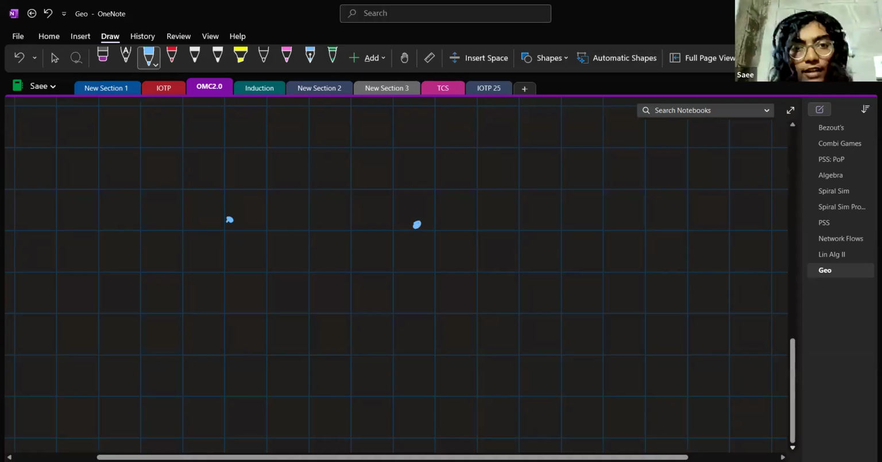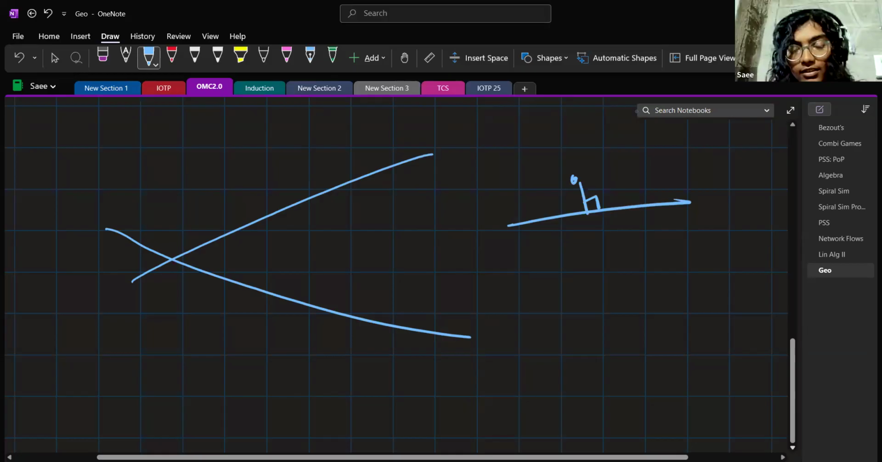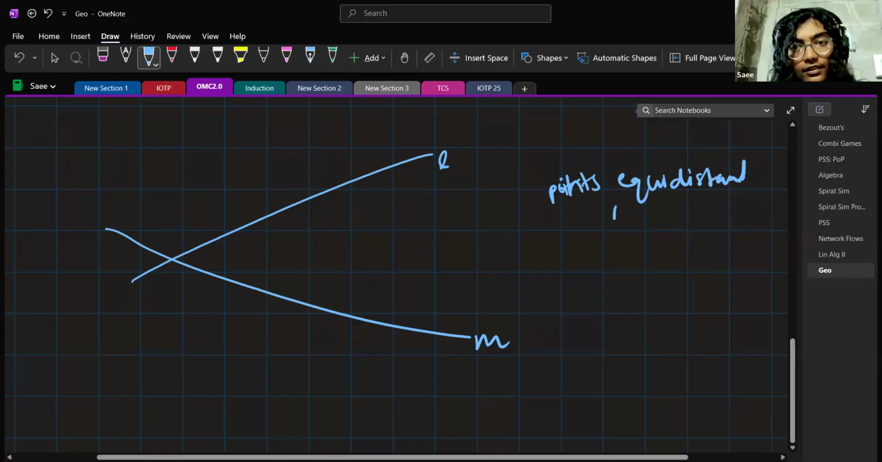What if I give you two lines and I want you to find the set of all points which are equidistant from the two lines? By that I mean, the distance between a point and a line is the perpendicular distance. So given two lines L and M, how do we find points which are equidistant from L and M?